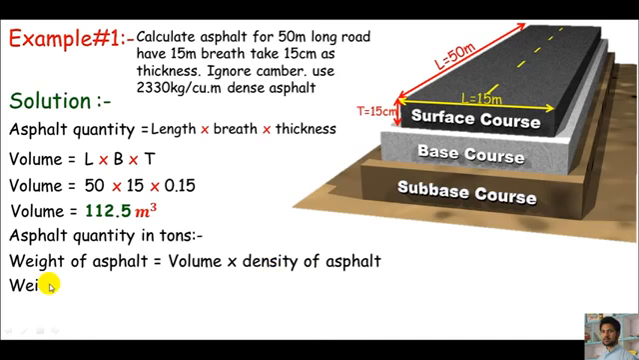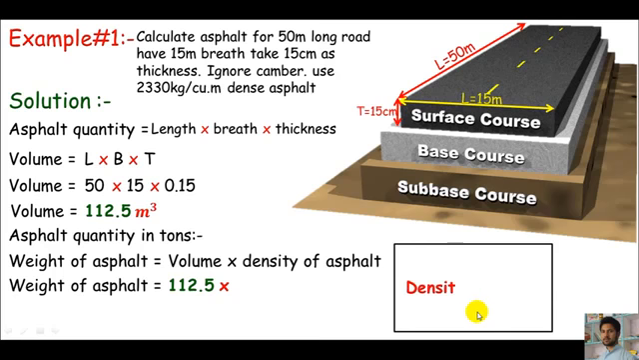So I can say the weight of asphalt must be volume, and of course we just calculated the volume of this course and this layer a few minutes ago. I'll put it over here in this equation, which is 112.5. This is the volume of this course, or this layer, times the density of asphalt. But what's the density? Do you know? If you don't know, just look over here. The density is just the mass per volume.